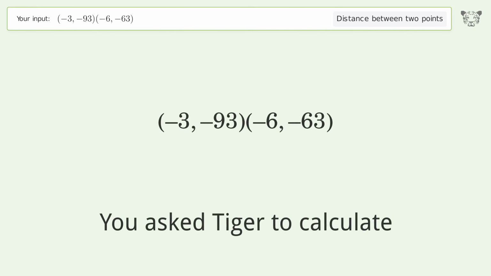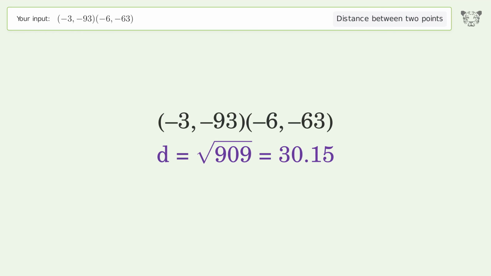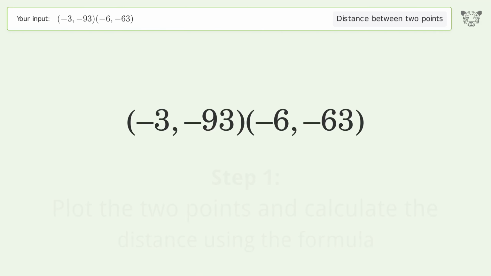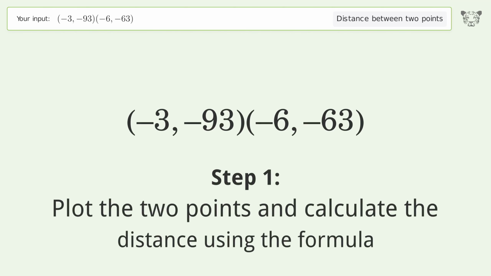You ask Tiger to calculate the distance between 2 points. The distance between the 2 points is the square root of 909, or 30.15. Let's solve it step by step. Plot the 2 points and calculate the distance using the formula.